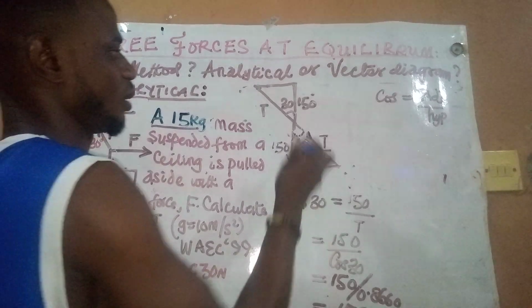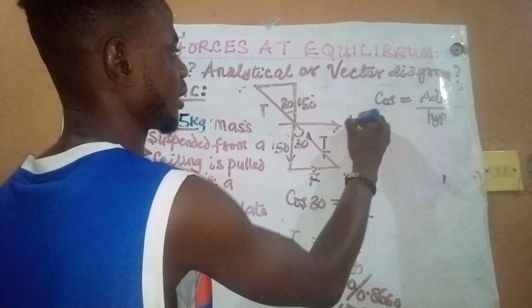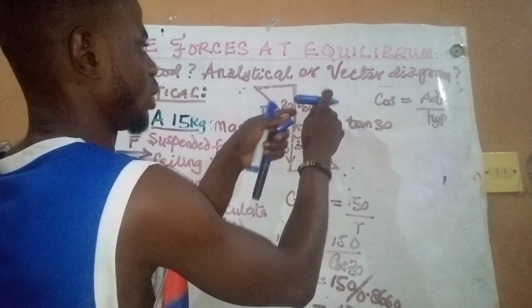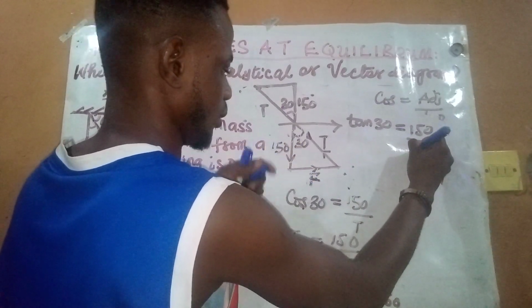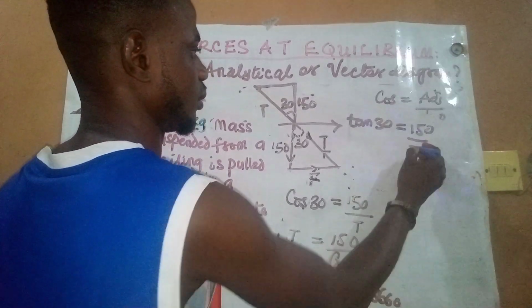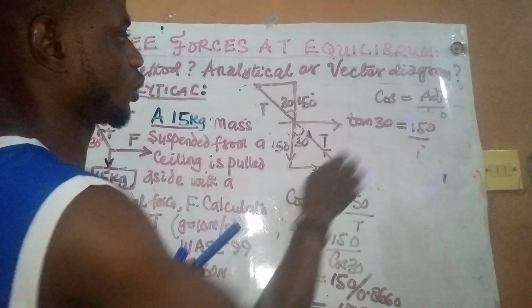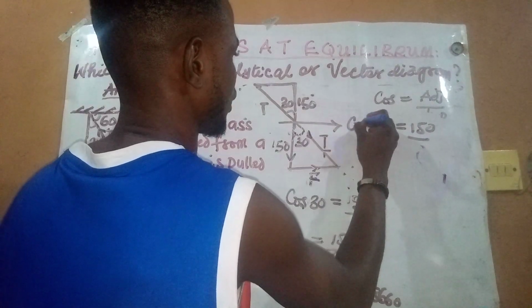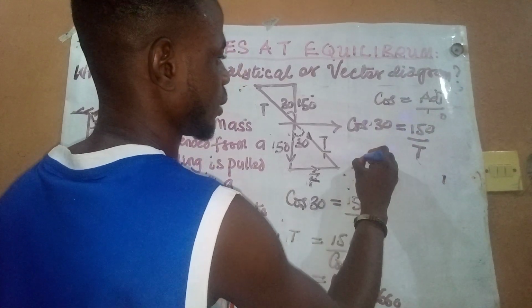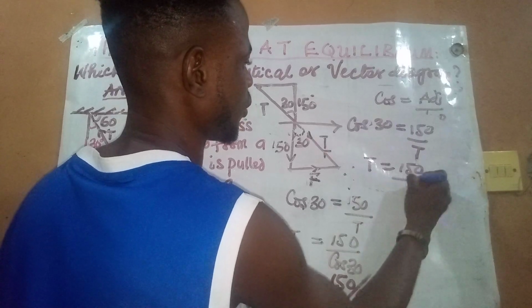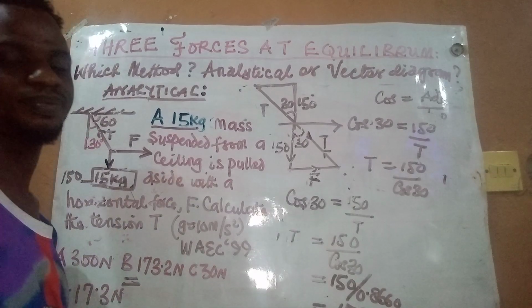So that would have been, sorry, cos 30 equals adjacent 150 over hypotenuse T. So that's T equals 150 over cos 30 as before.